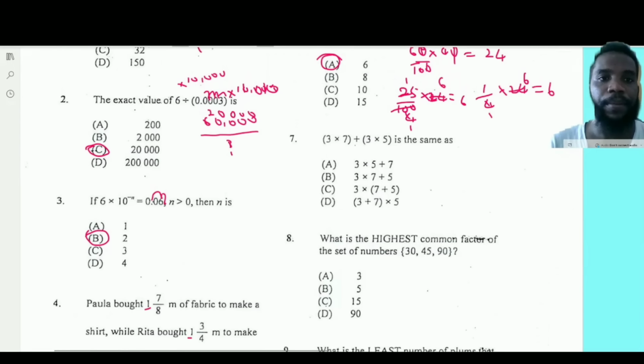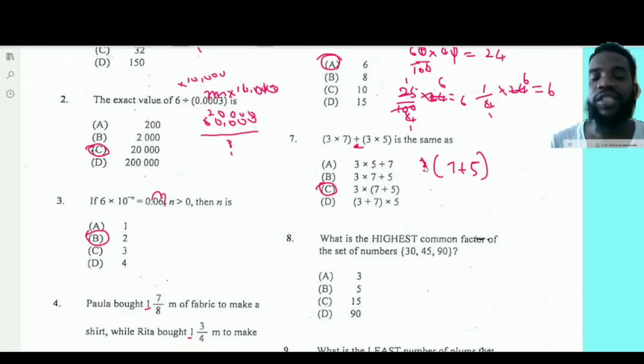Alright, let's see. It says 3 times 7 plus 3 times 5 is the same as. Now, what is a common multiplier here? It's 3, which means you can take it out of the bracket. So I'm going to take out a 3, like that. If I take out the 3, I'm going to have 7. Now, of course, a plus sign would naturally go back, and you put the 5 there, 7 plus 5. So it's the same thing as saying 3 times 7 plus 5. So that makes my answer C.